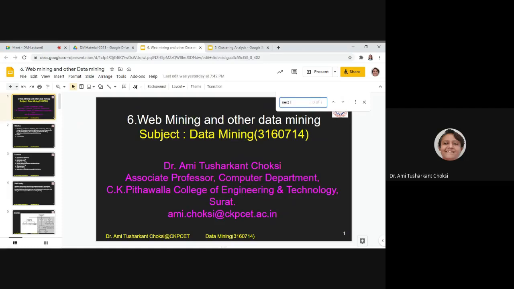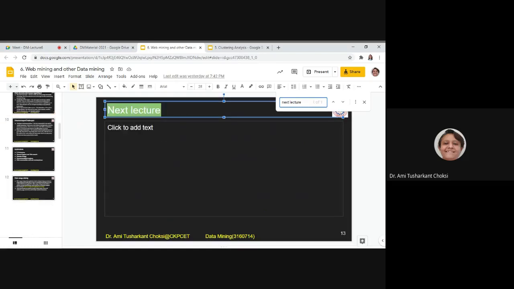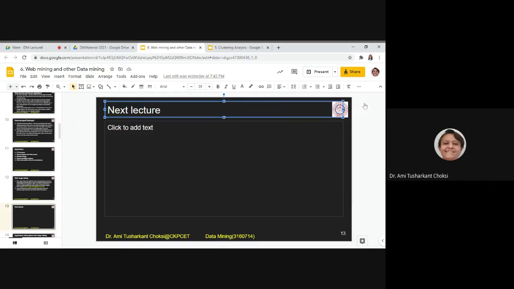So, what we have studied yesterday was the web mining basics and its applications, right? All those things we have studied. Then its three types: web content mining, web usage mining, and web structure mining, right? This is what we have seen in the previous lecture.